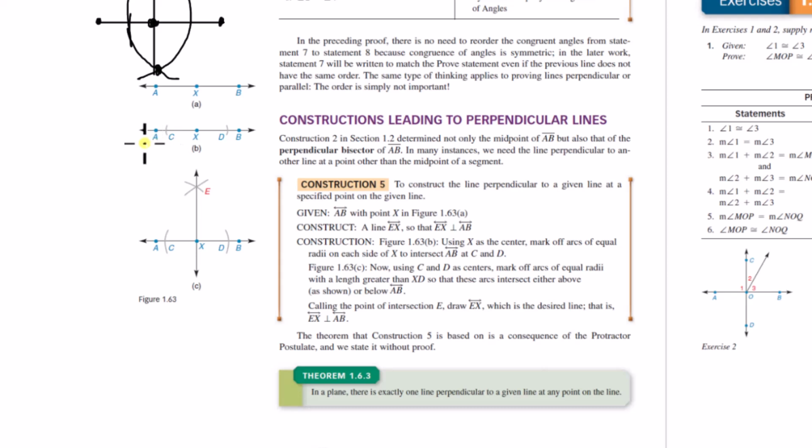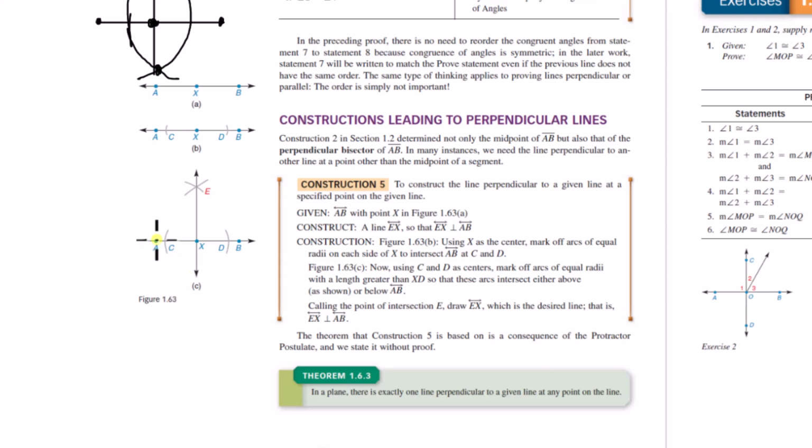And then you're going to create arcs either above or below line AB, wherever they intersect. Put the center at C, put the center at D, and then draw these two arcs. And then calling the point of intersection E, draw EX, which is the desired line. And so in that case, EX is going to be perpendicular to AB.